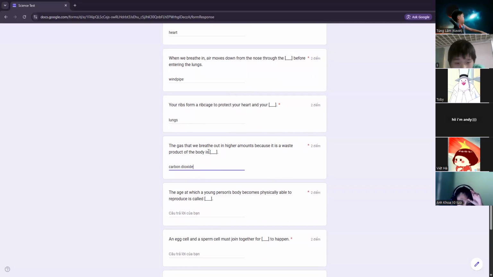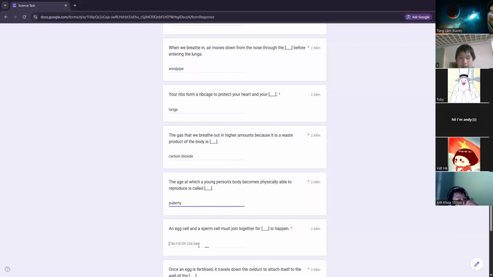So yeah. Now, the age at which a young person's body becomes physically able to reproduce is called what? Physically able, okay? That doesn't mean legally or society able, just physically. Puberty. Yes, around that. It's called puberty. But yeah, you're almost correct.